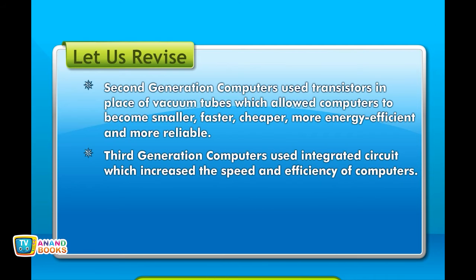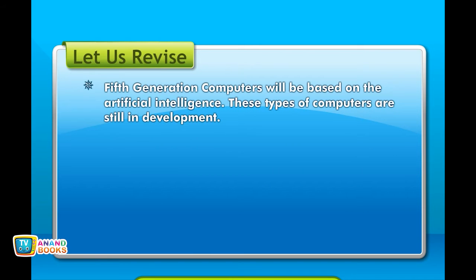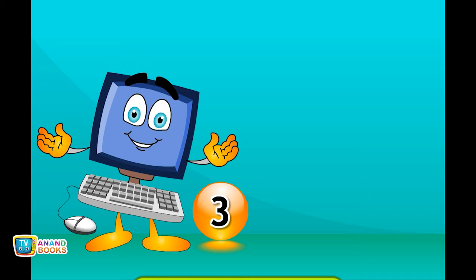Third generation computers used integrated circuits, which increased the speed and efficiency of computers. Fourth generation computers use a microprocessor that contains thousands of integrated circuits on a single silicon chip. Fifth generation computers will be based on artificial intelligence. These types of computers are still in development.